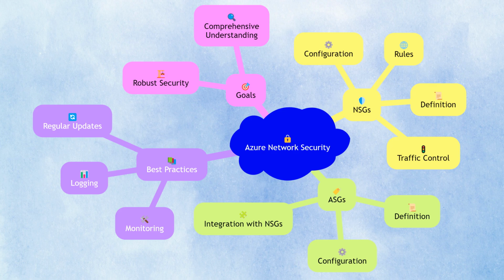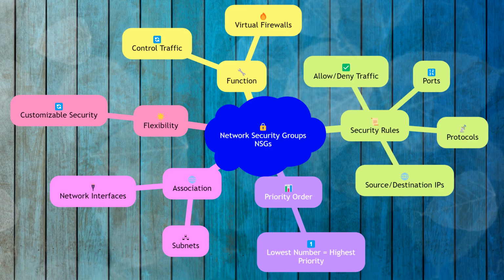By the end of this session, you will be equipped with the knowledge to implement robust network security measures in your Azure environment. Network security groups, NSGs, are a critical component in Azure's network security framework. They act as virtual firewalls, controlling inbound and outbound traffic to and from Azure resources. NSGs contain security rules that allow or deny traffic based on source and destination IP addresses, ports, and protocols. These rules are evaluated in priority order, with the lowest number having the highest priority. NSGs can be associated with subnets or individual network interfaces, providing flexibility in how you secure your network.